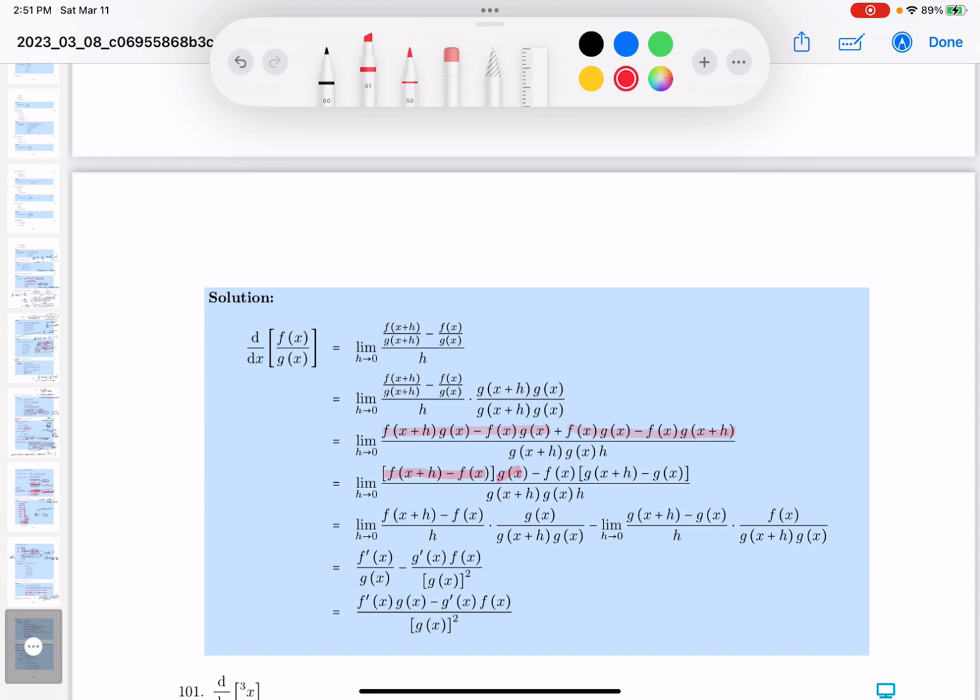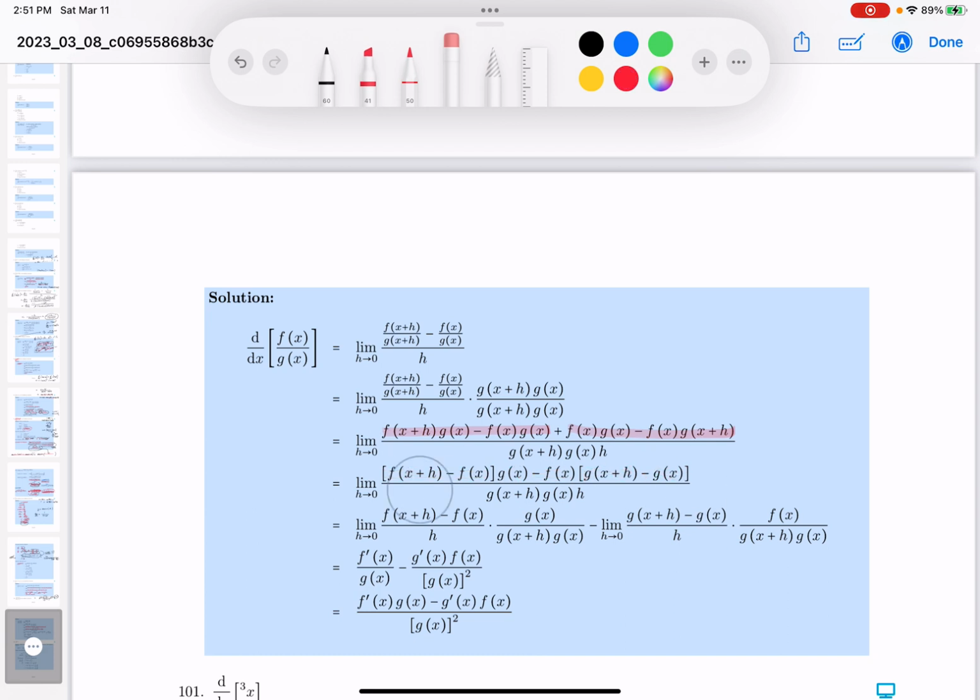On the other one, what I did, I factored out a minus f of x. And what are you left over there? Well, you left off with, let's see, g of x plus h. Put them in different order, by the way. And then minus g of x. That looks okay. And then what I do, I split into two separate limits.